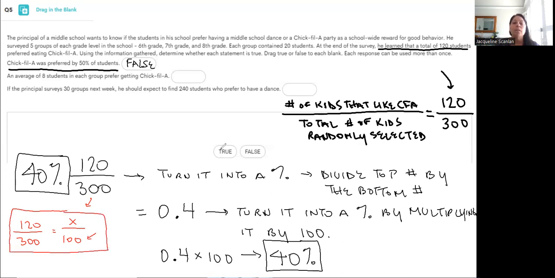And so if I wanted to find out what X is, what I could do is use cross products, right? I could take 100 times 120, and I could set it equal to 300 times X. And I could do the math and solve that equation to get my answer. I would get 40. I would get that X equals 40, and that would be your percent. You're going to get the same thing. It's just a different way to look at it.